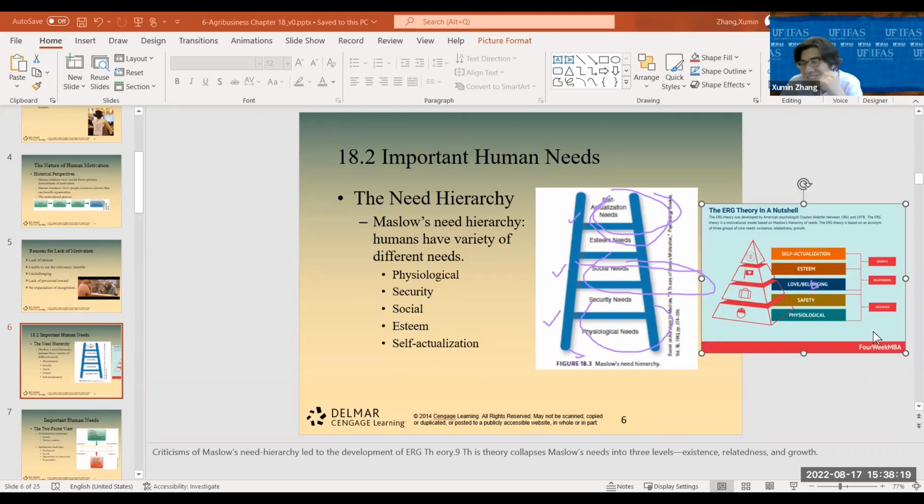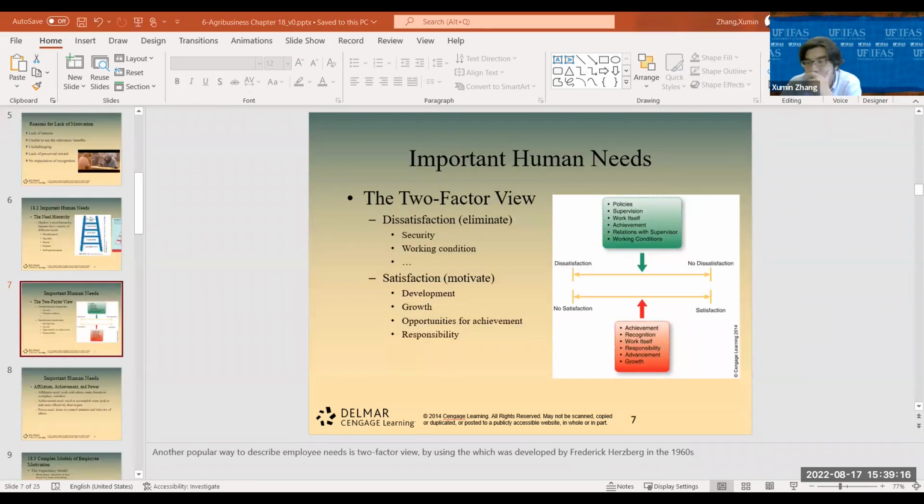The ERG model is actually these three groups we just mentioned: existence, E, relatedness, R, and growth, G. The ERG model. Another needs theory we talk about is the two-factor view. The two-factor view is also based on the needs hierarchy. They call them the dissatisfaction needs and the satisfaction needs, the two factors.